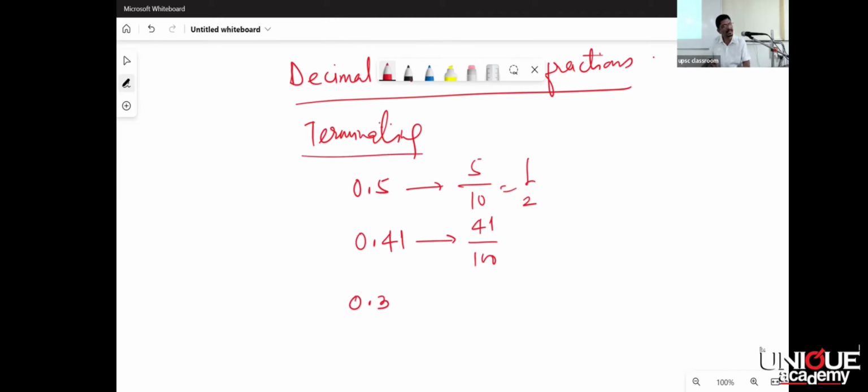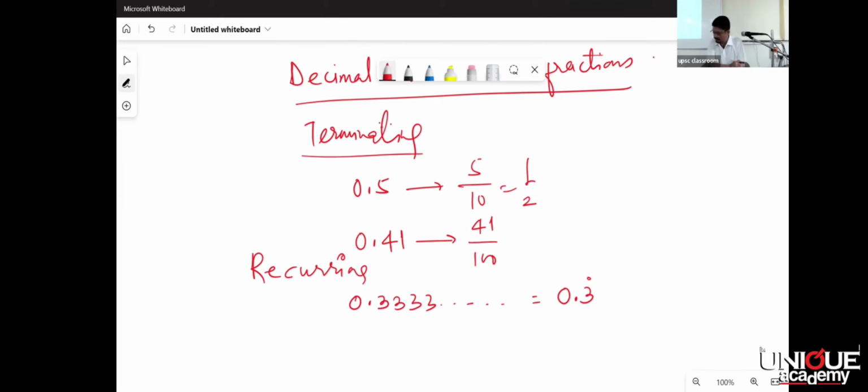But in case of a recurring decimal fraction, I'd like to ask you 0.333333 dot dot dot. That is 0.3 recurring. Can you tell me what will be the common fraction equivalent to this one? Please raise your hand. Are you getting my question? 0.333 recurring. If it is converted to common fraction, what is its equivalent? Yes, please. Okay, absolutely correct. It is 1 by 3.